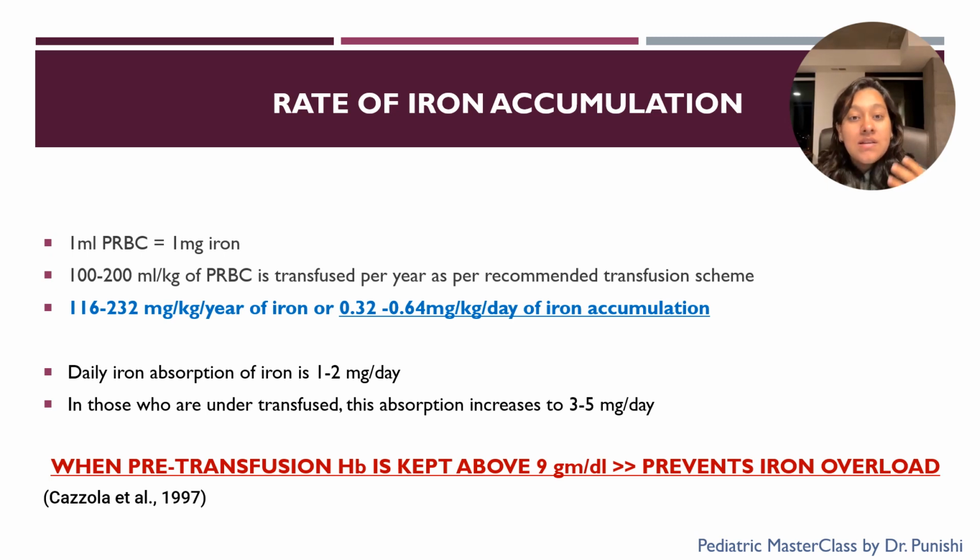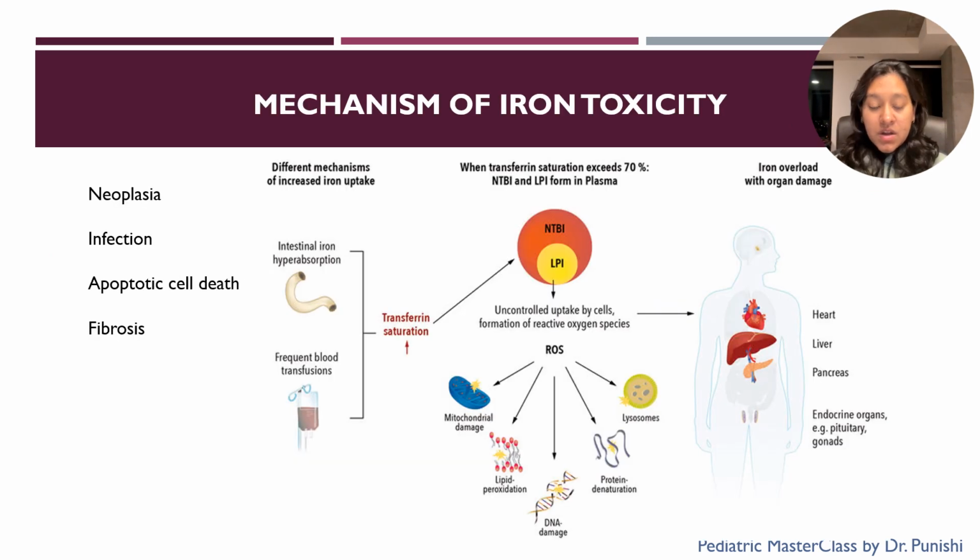So that's why we should aim to keep the pre-transfusion hemoglobin above 9 gram per deciliter. So, what is the mechanism of iron toxicity? Irrespective of whether the iron overload is because of increased intestinal absorption or because of frequent blood transfusions, both of these lead to increased transferrin saturation. Normally, the iron that enters the body binds to transferrin and is then transported to the different organs where it is utilized for different purposes.